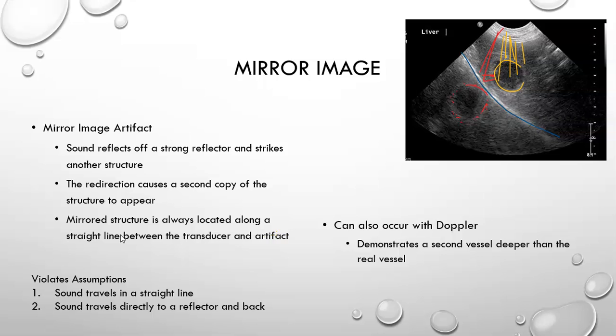We often see this with Doppler also. If you're looking at a subclavian artery in the chest, behind it is a strong reflector, the lung, and so you can actually get a reflection of the subclavian artery, and you can put your Doppler in there and you'll get a Doppler signal back and everything else. The mirror image has all the characteristics of the actual image, and so it's real. It's a real thing.